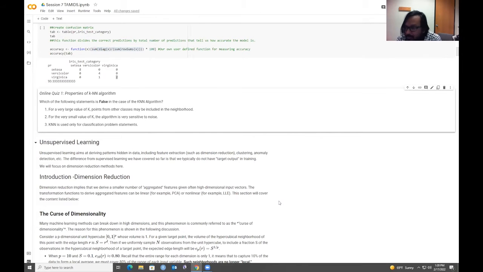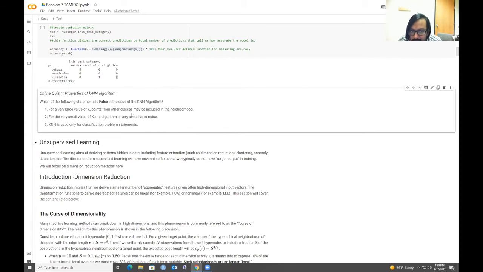This was a very conceptual question, and let us try to go through each of these options and see what's going on here. First option, for a large value of k, points from other classes may be included in the neighborhood. Well, that makes sense, right? Because if we have too many observations, then it's very possible that observations that belong to a different class might also become a part of your neighborhood.